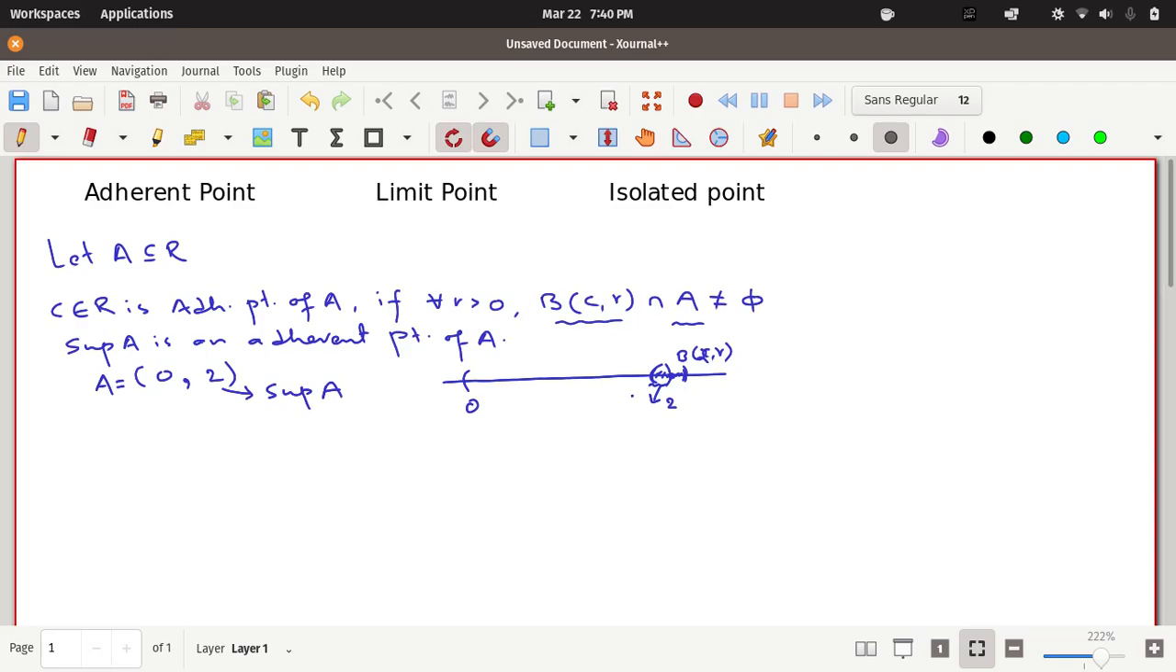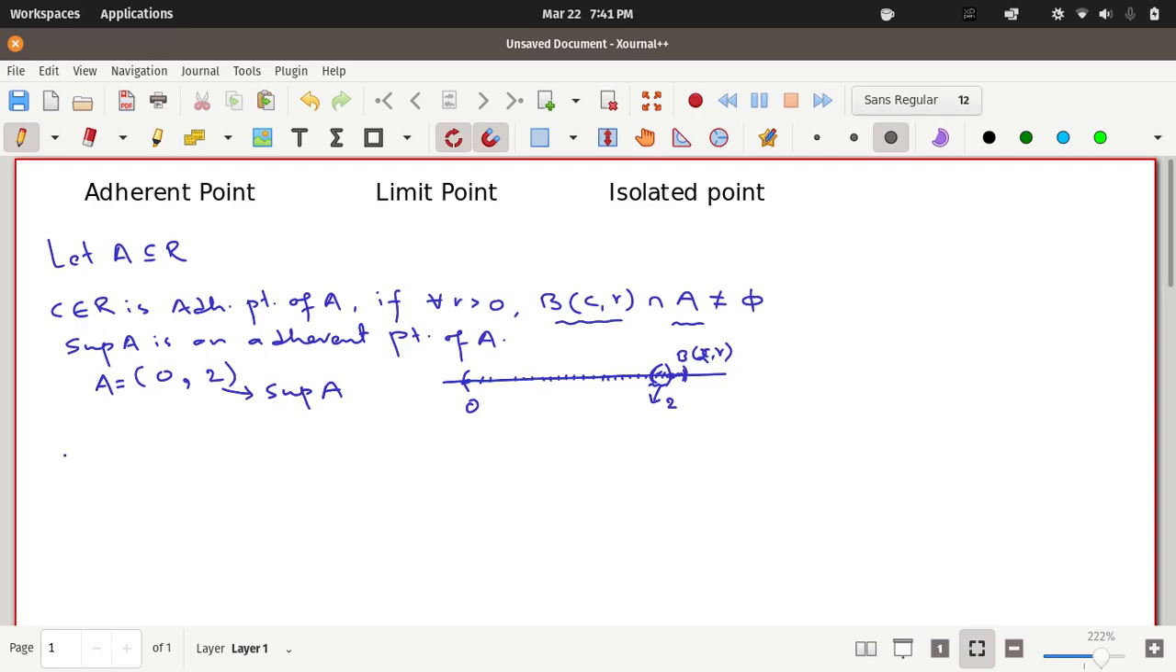So we can say that the supremum of a set is an adherent point of A, and the same applies for the infimum. There we have 0, and all the points inside of this interval are also adherent points of this set. So this is all about adherent point, and let's talk about limit point.